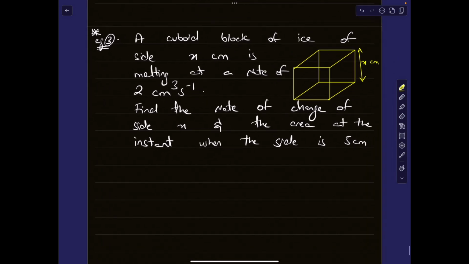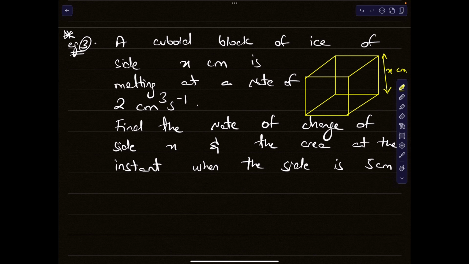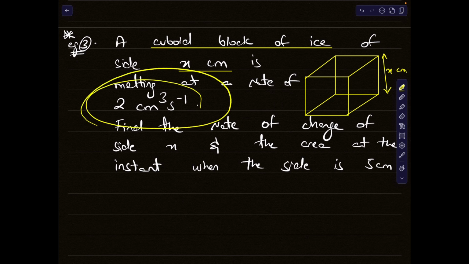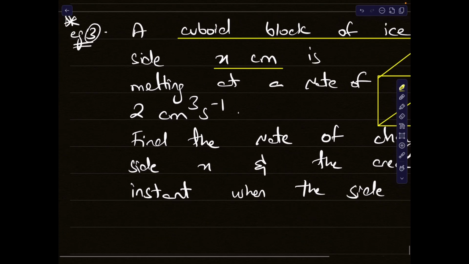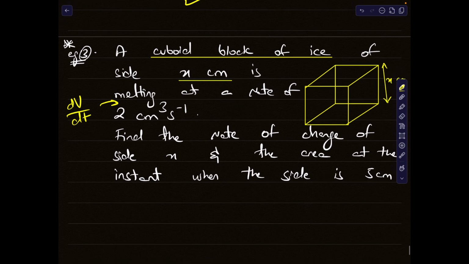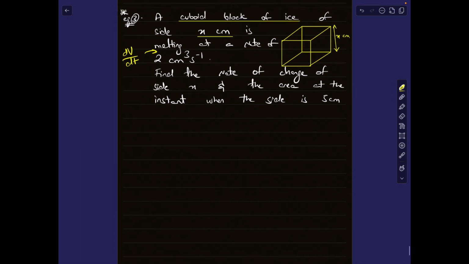And finally, my favorite part, that is the last example. This time we have a cuboid ice block which has one side of x centimeters and it is melting at a rate of 2 centimeter cube s minus 1. So this is dV over dt. Find the rate of change of side x and area when the side is 5 centimeters.